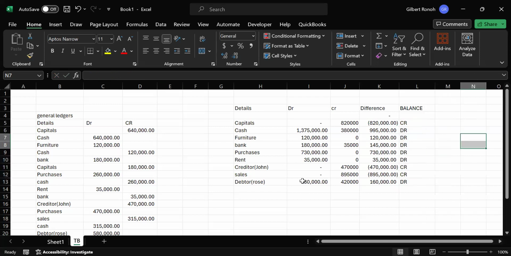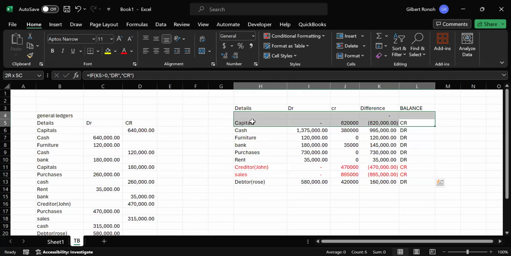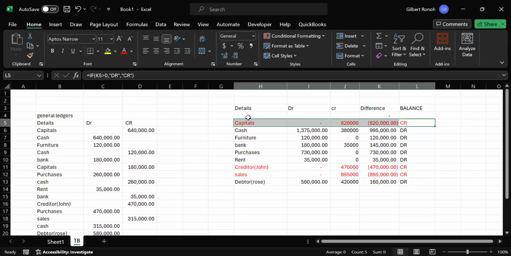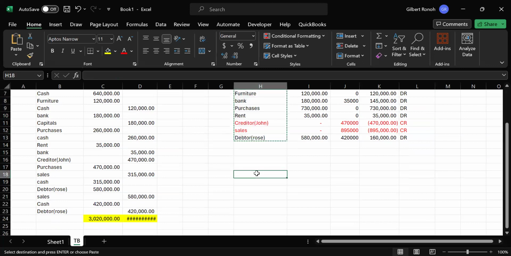So I drag it downward. You can see now we only have the credit with sales. These are the only credit values. You can put on red the ones with credit values, the credit balances, and the other ones are the debit balances. So that I know these are my chart of accounts. So I will copy this chart of accounts here and prepare a trial balance.